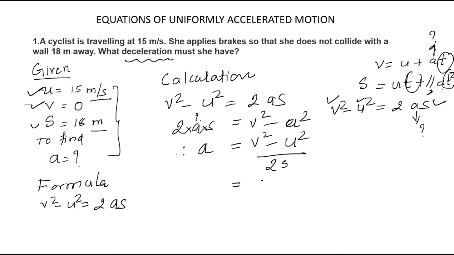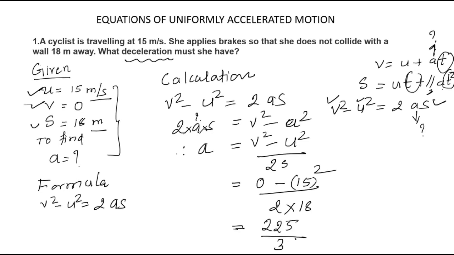V square is 0 minus u square, that is 15 square, right, divided by, so I'll put it in bracket, 15 square divided by 2 into s, and what is s? 18, right? And that equals 15 square is 225 divided by 36, right? And the answer will be equal to 6.25. But remember, this minus sign will stay there, right? That is minus 6.25 meter per second square. So we had missed this minus sign here.